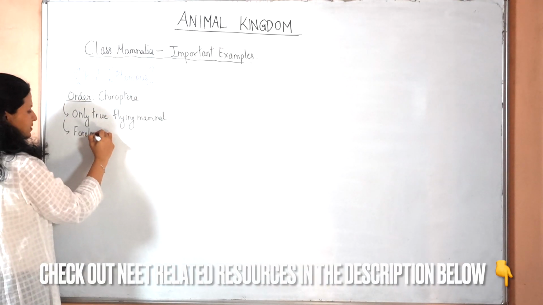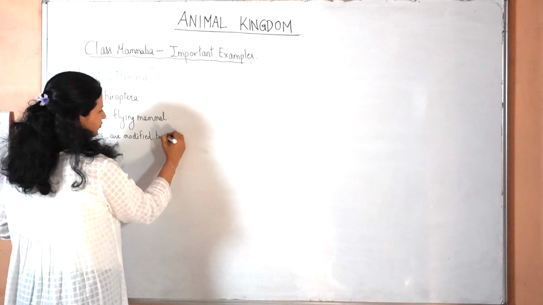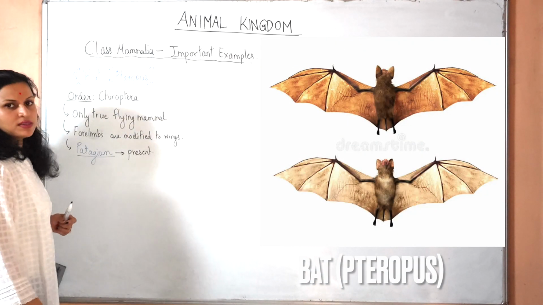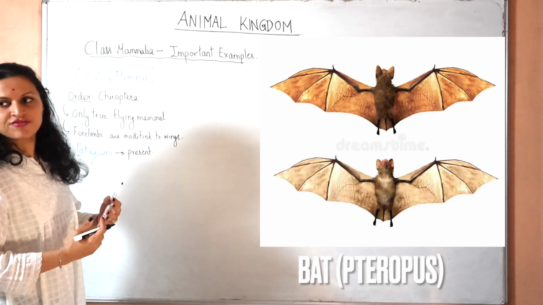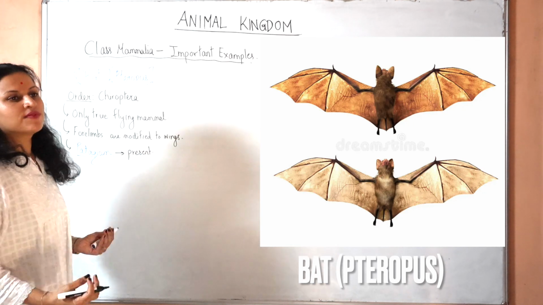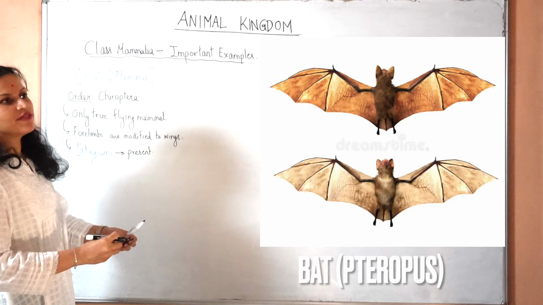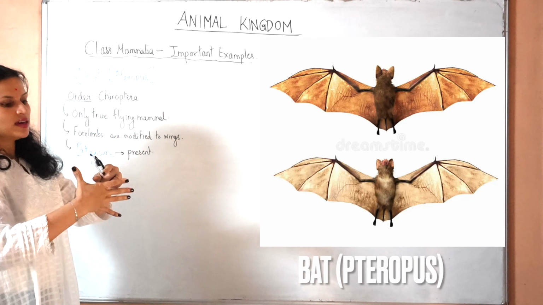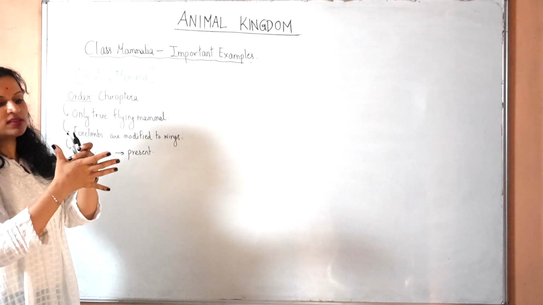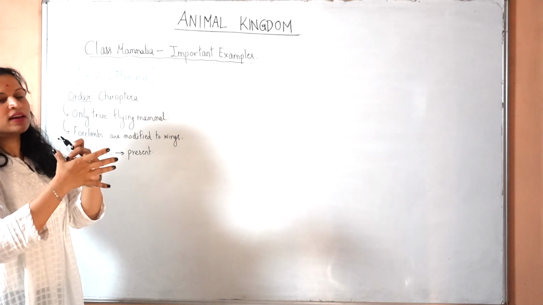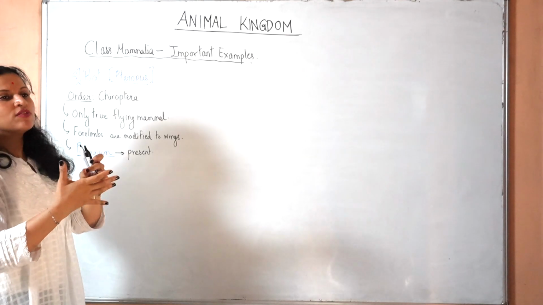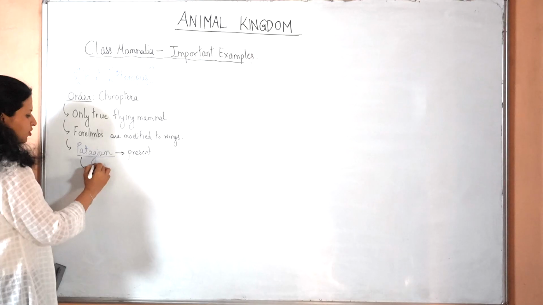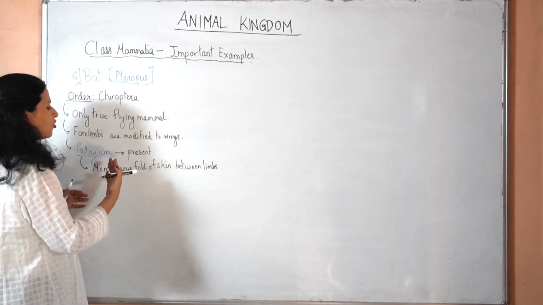Its four limbs are modified to wings. There is something called a patagium present. Patagium means the wings that it has do not have feathers like in birds. Instead, the wings are made up of membranous folds of skin over its limbs. That kind of skin will be present over its digits, because of which it can fly. Membranous fold of skin between limbs which form its wings.